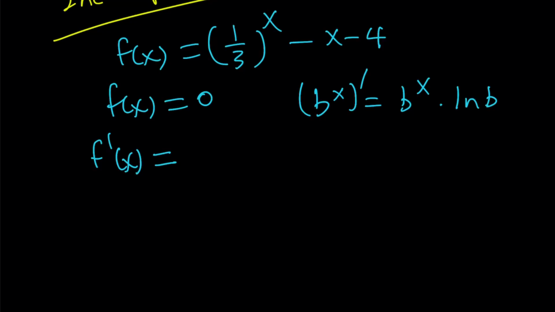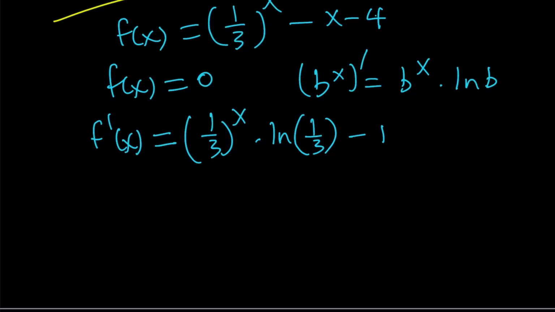Anyways, so when we differentiate it, it's going to become 1 over 3 to the power x, and I have to multiply it by ln 1/3. Awesome. And then the derivative of negative x is -1. The derivative of a constant is 0, so I don't have to worry about it. So this is the derivative.